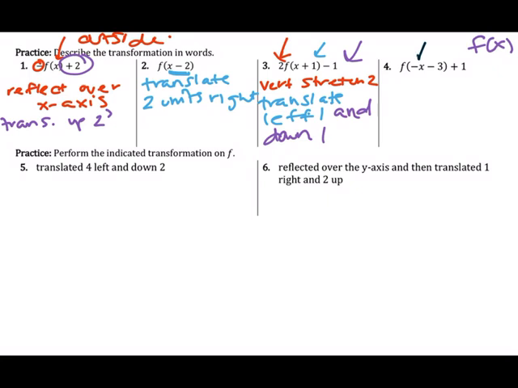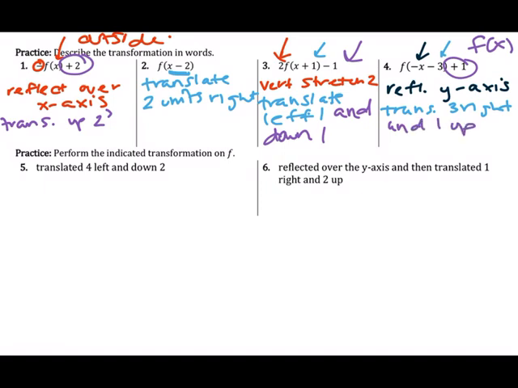All right, this negative x means that we are reflecting over the y-axis. -3 means we're translating 3 to the right, and this +1 means and 1 up. So now that we've talked about describing the transformations in words, we're going to move to actually performing those transformations. So we're going to start with the words and we're going to work backwards to try and write what that looks like to a function f.